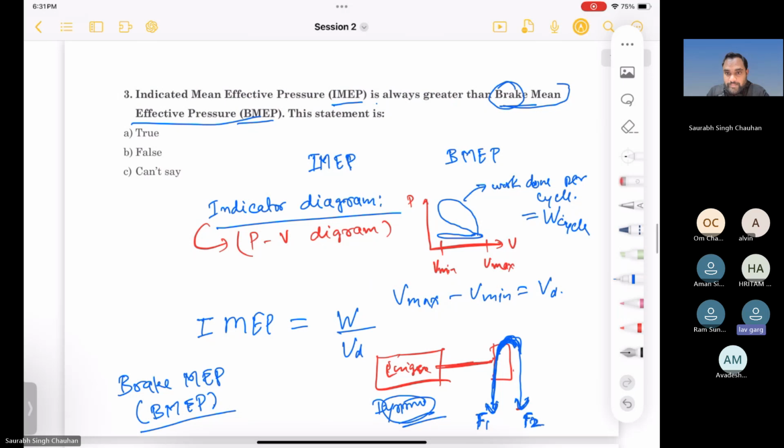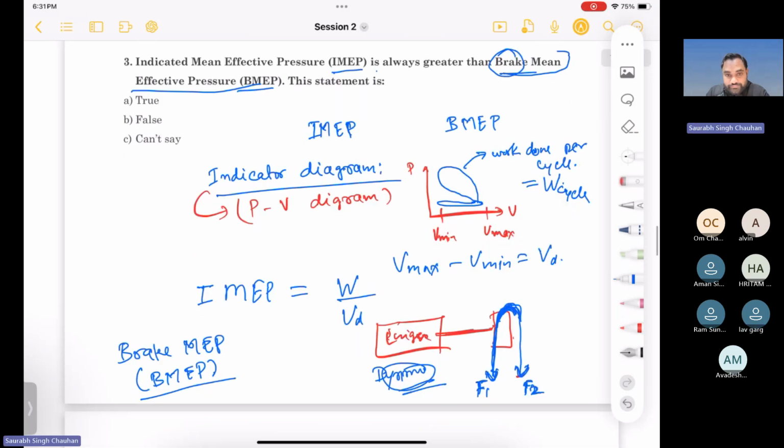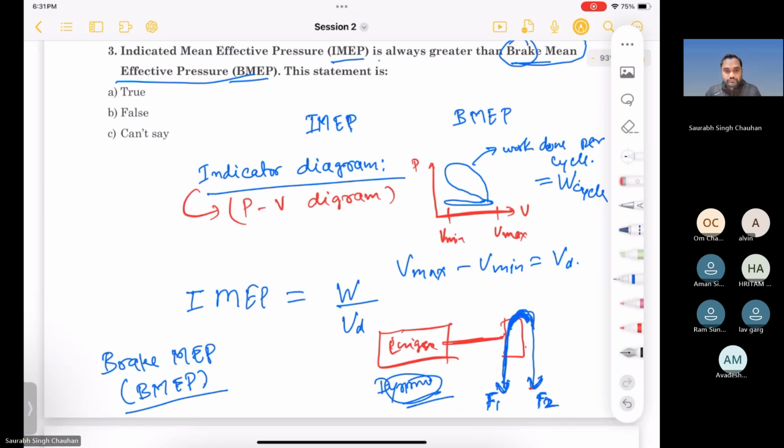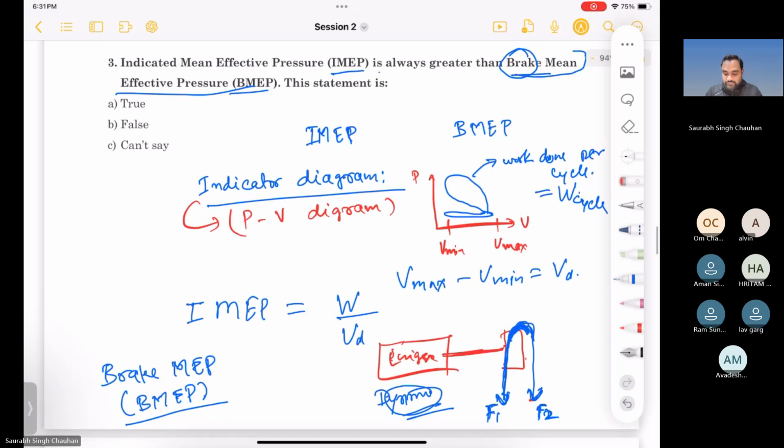Okay, so now it is quite intuitive that you can easily tell that brake mean effective pressure will be less than the indicated mean effective pressure. Why? Because there will be some losses. Okay. So I hope this is clear.